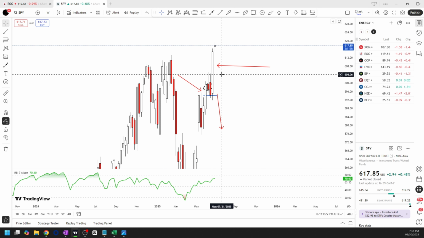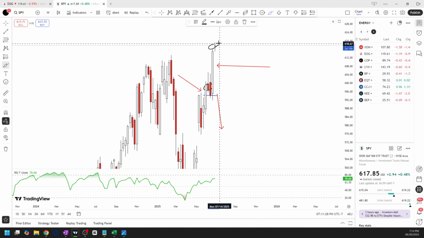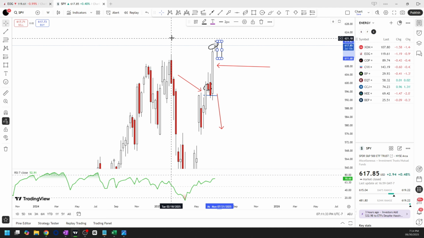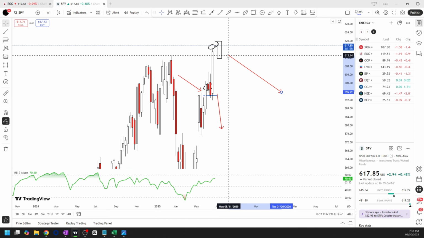Now that's not to say that later on, we're on the weekly, in a couple of weeks, you got a doji here, and that you can't come back and get a candle to send this back the other way. Not suggesting that at all.